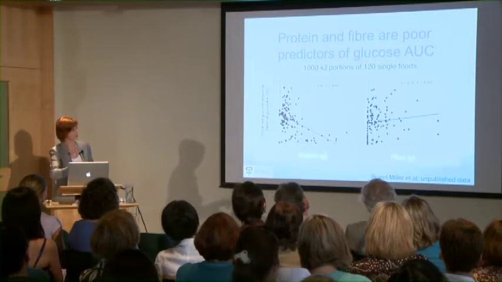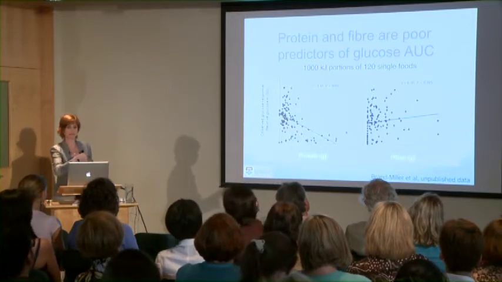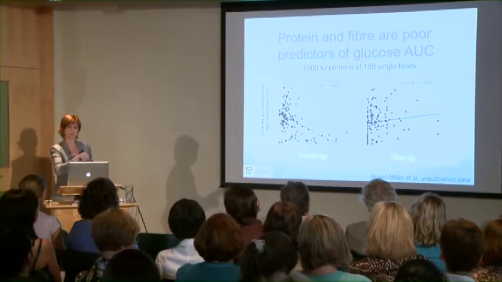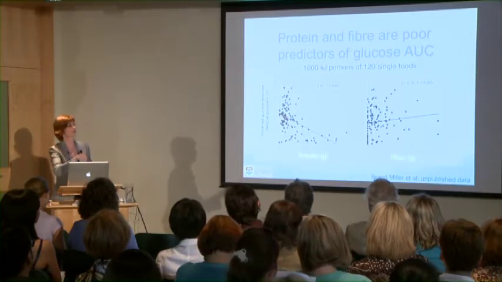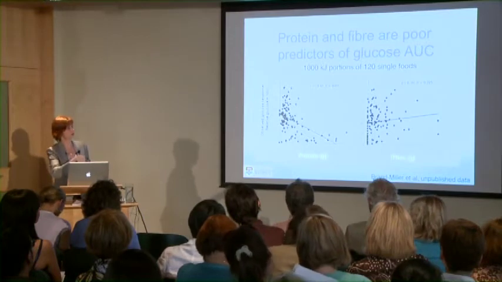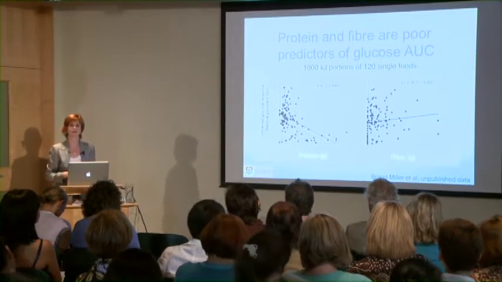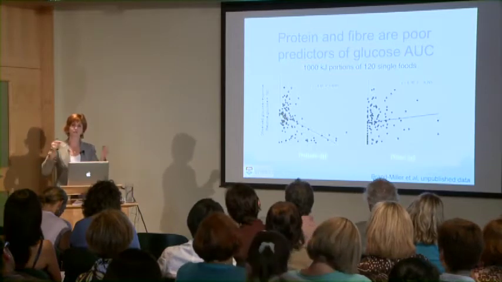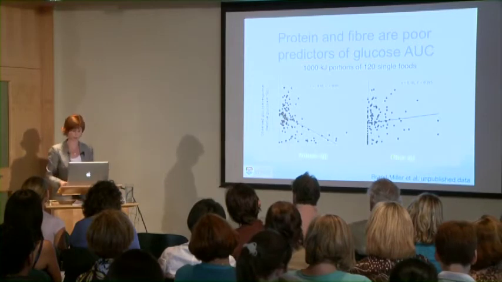And fiber. Fiber's a real surprise. These are 120 typical foods. In fact, they're the top 120 sources of carbohydrate in the American diet, because Harvard told us which 120 foods to test. And as you can see, there's no relationship with fiber. Total fiber, cereal fiber, fruit and vegetable fiber, you name it, there's no relationship.